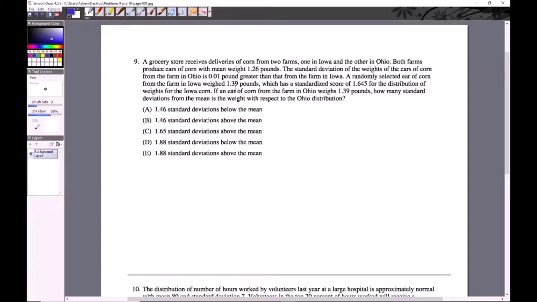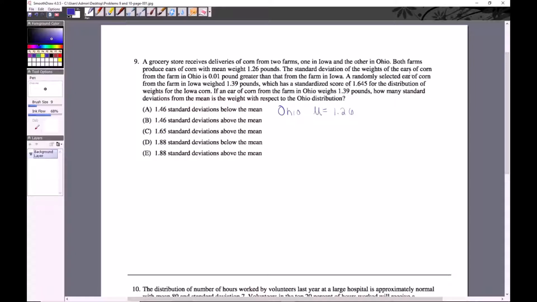All right, number 9 is about a grocery store receiving deliveries of corn from 2 farms, one in Iowa and one in Ohio. Both farms produce ears of corn with a mean weight of 1.26 pounds. So let's start writing that out. So we'll start out with Ohio. And the mean for Ohio is 1.26.